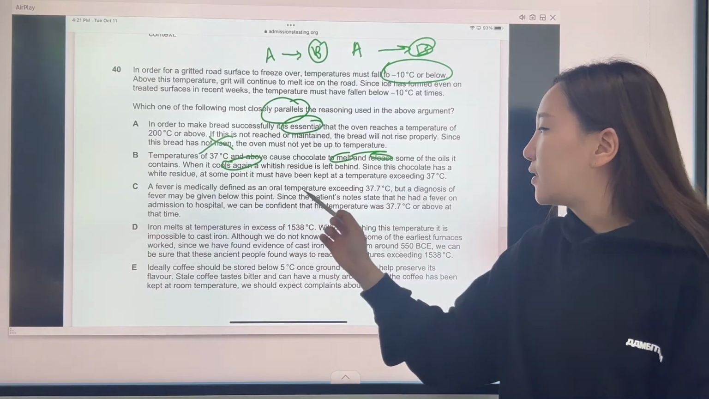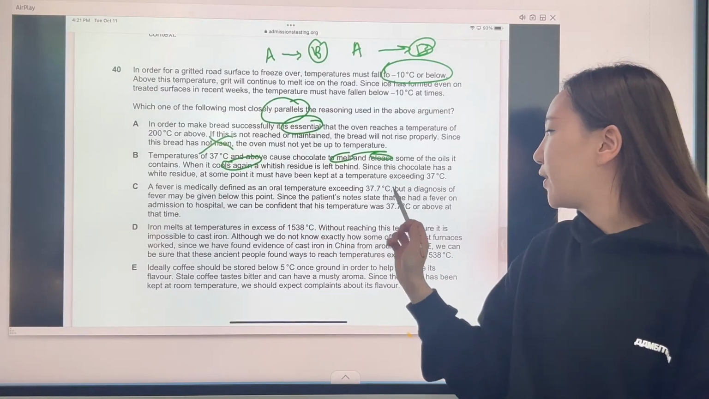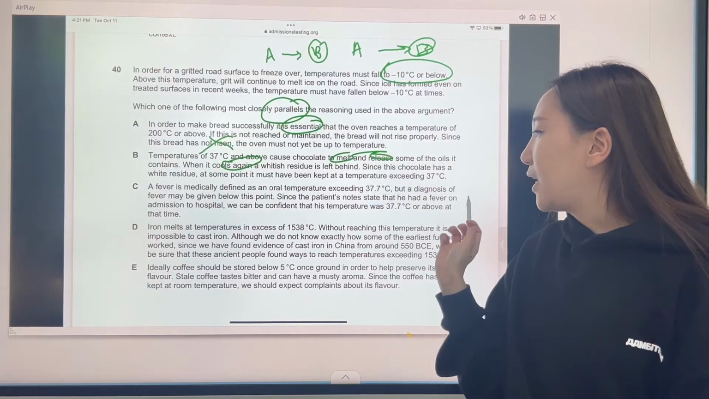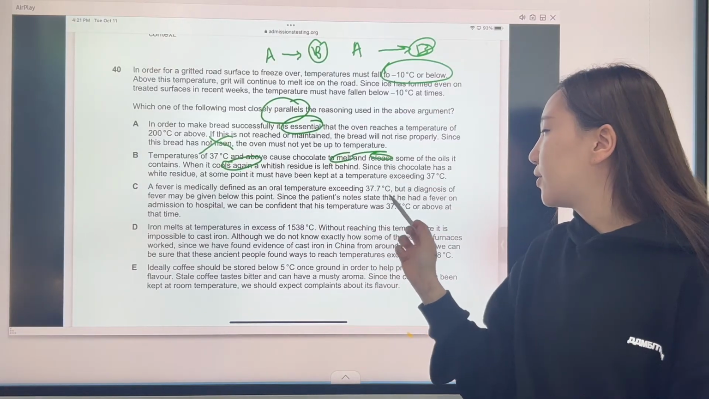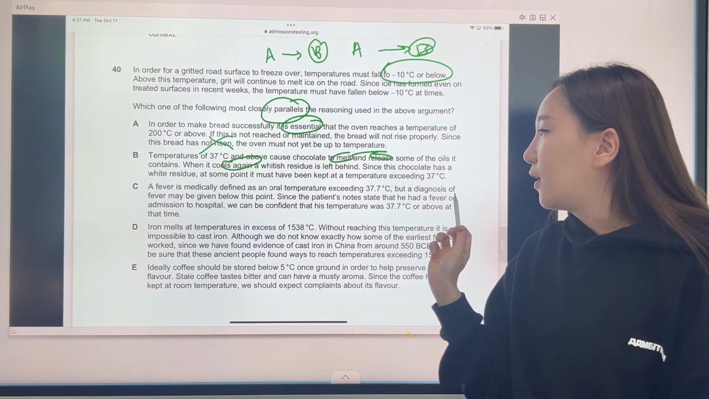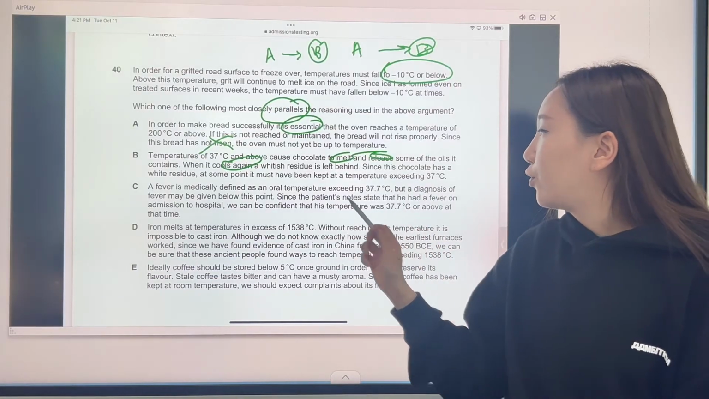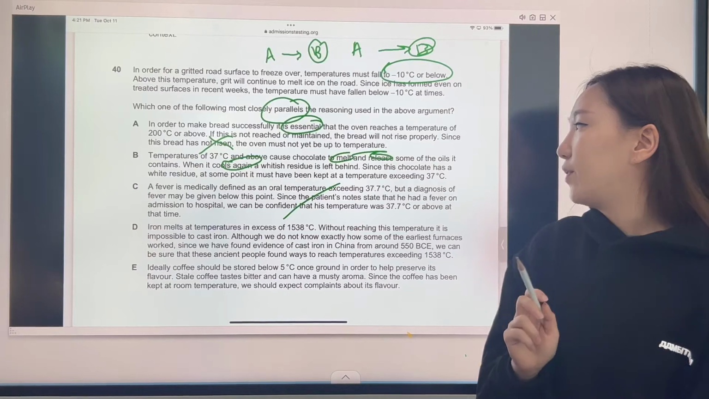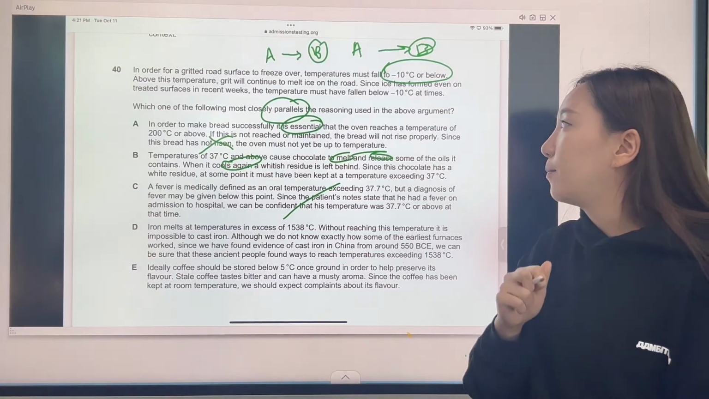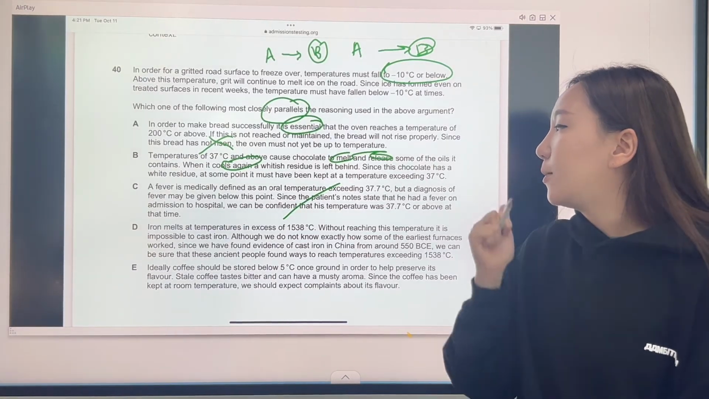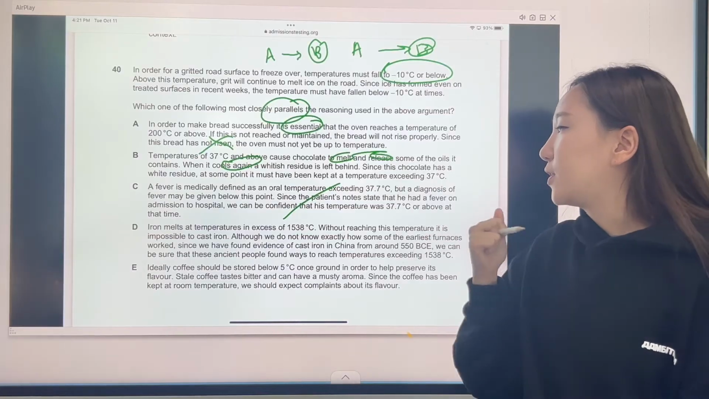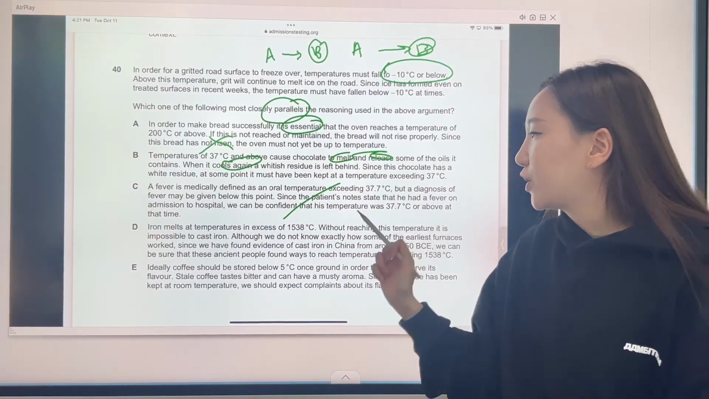A fever is medically defined as over 37.7. A diagnosis may be given below this point. The patient's notes state that he had a fever. We can be confident its temperature was 37. No, not really, because this is not saying that A happened because of B. A has happened, so B. This is not the same structure.